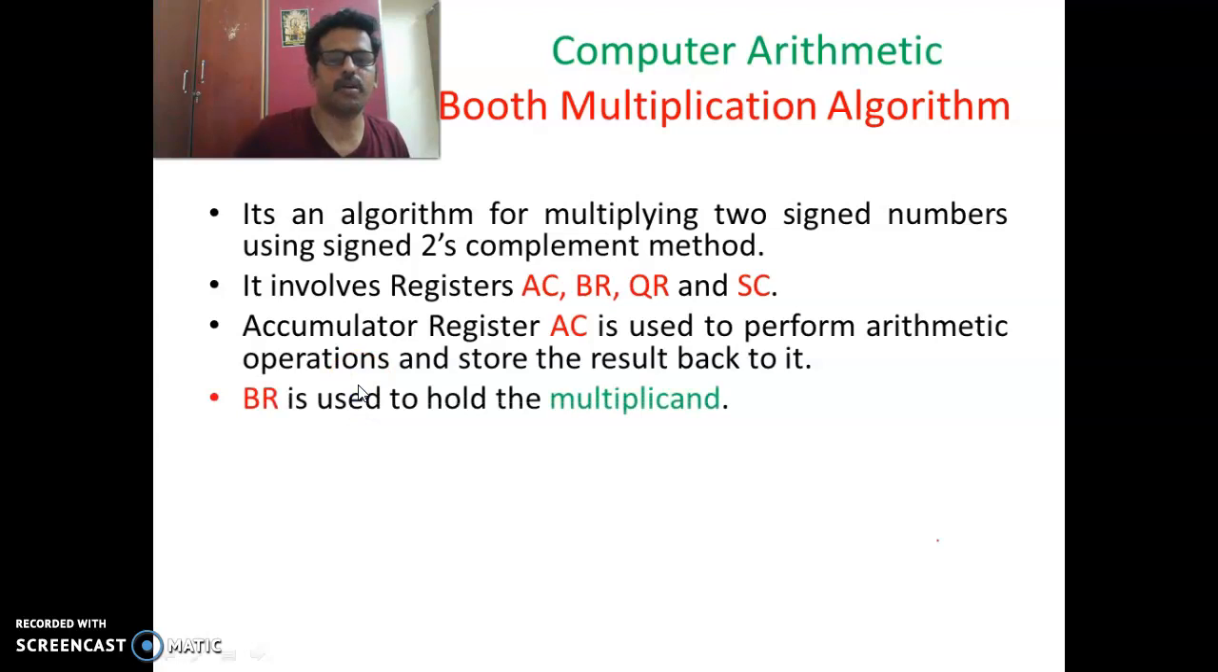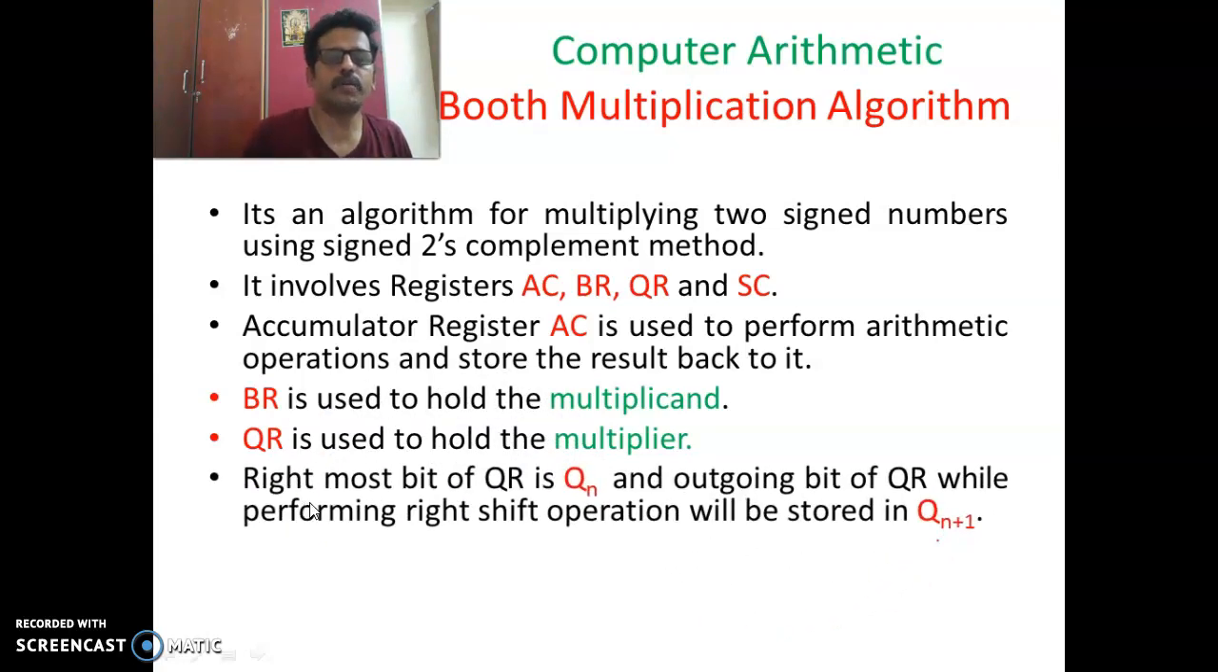And the second register, called the BR register, is used to hold the multiplicand value. What do we mean by multiplicand value? If you are performing a multiplication operation A into B, the first operand A is called the multiplicand and the second operand B is called the multiplier. Here the multiplicand is stored in BR. QR is used to store the second operand of the multiplication operation, called the multiplier.